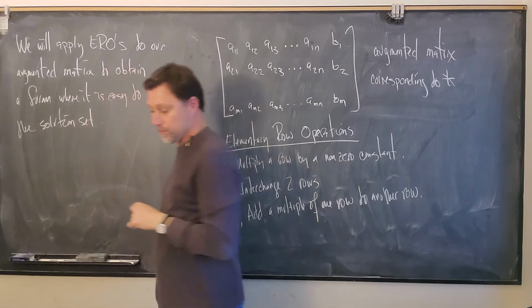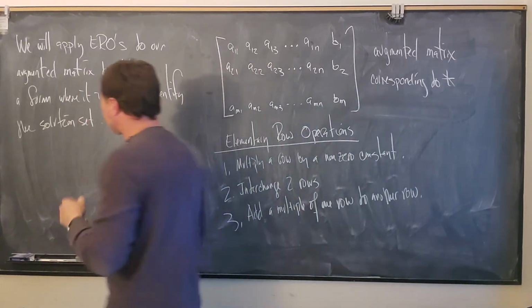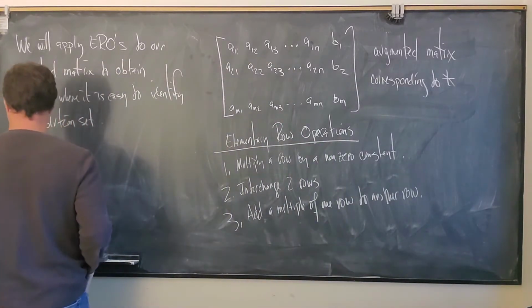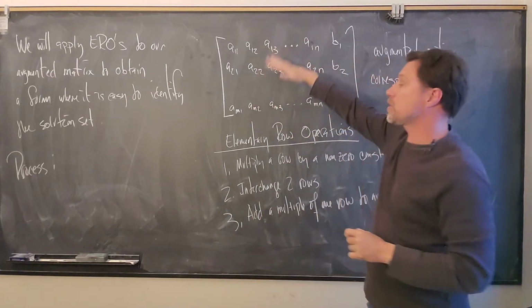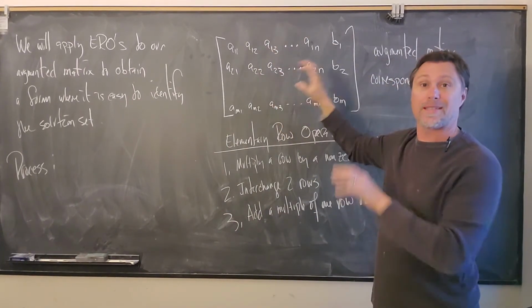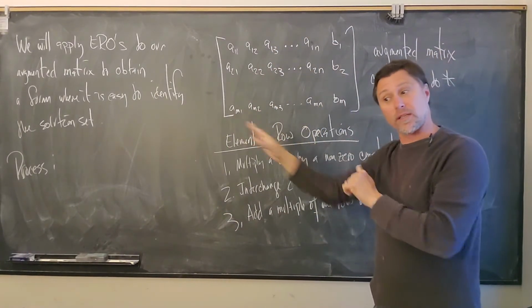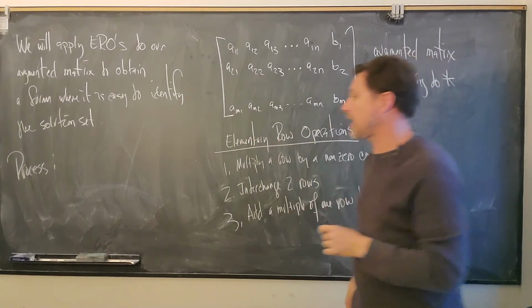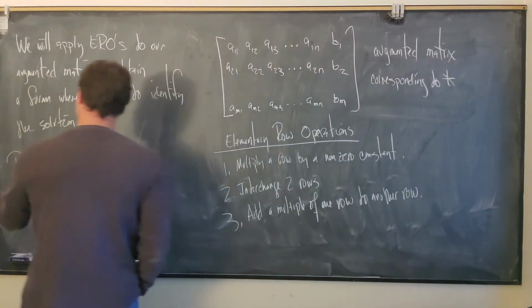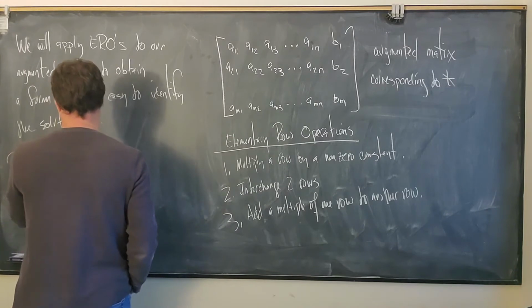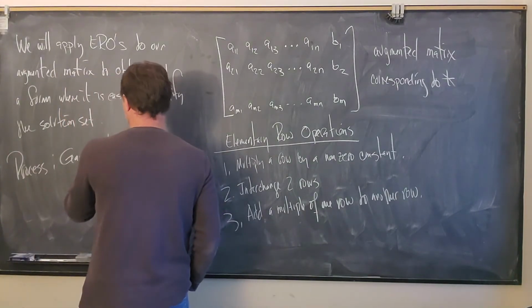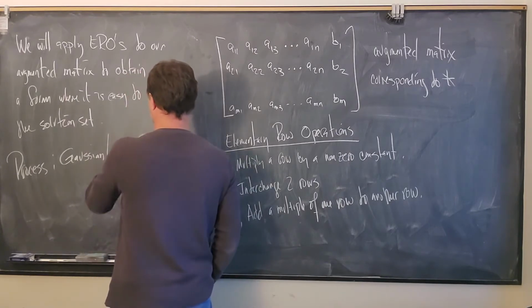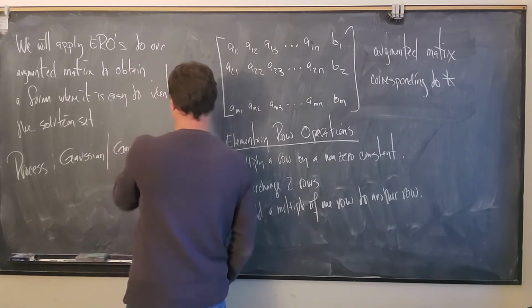Right, so that's the idea. And this process of applying elementary row operations to our augmented matrix to get it in a form where we can say, oh, here's exactly what the solutions are, has a name. It's called Gaussian elimination or Gauss-Jordan elimination.